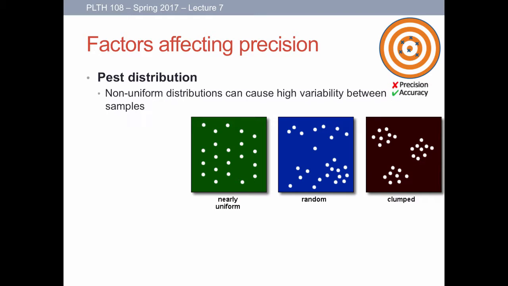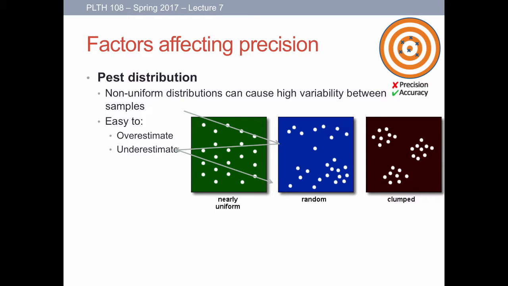All right, so precision. Things that affect precision. One of the key things is the distribution of the pests. As we mentioned before, different pests have different distribution patterns. Most of them fall into the clumped, though you do get some with random, very few with nearly uniform. But if you were sampling a pest and you weren't taking into consideration how they are distributed, you could get vastly different measurements between pests, between fields.